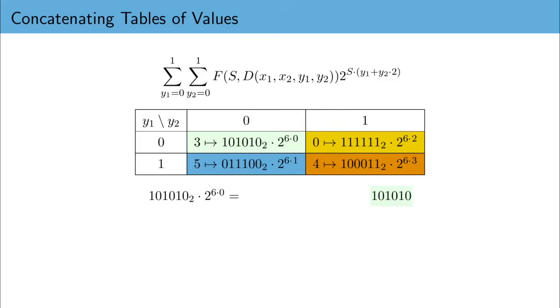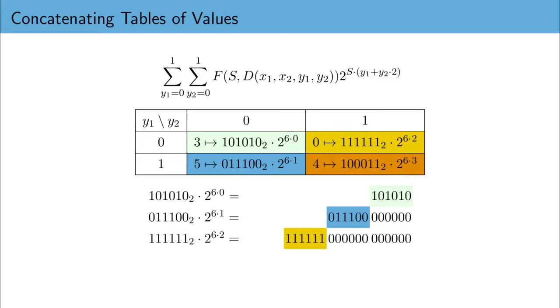When we add up all of these values, it will give us our desired concatenation. Right, our first entry, 101010, when we multiply by 2 to the 6 times 0, just gives us 101010. When we multiply our second entry, 011100, by 2 to the 6 times 1, it shifts everything over 6 places in binary, so it winds up just to the left of our previous entry. When we multiply our third entry, 111111, by 2 to the 6 times 2, it shifts everything over 12 places in binary, so it winds up just to the left of our previous entry.